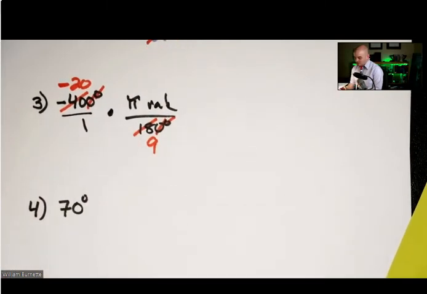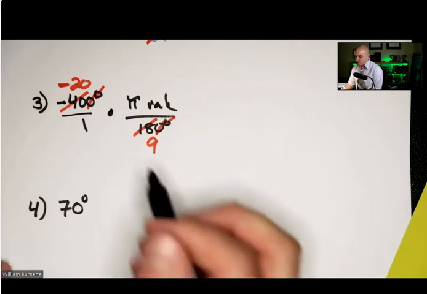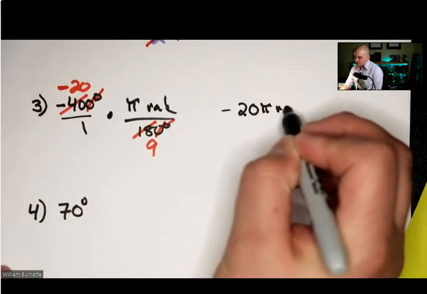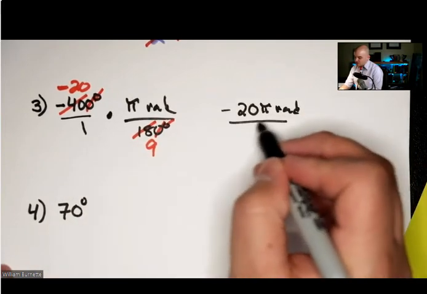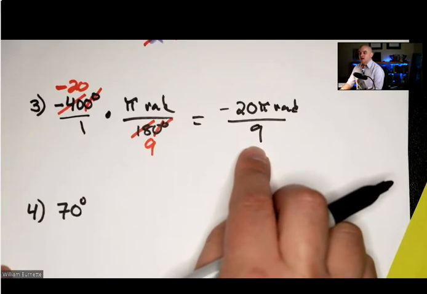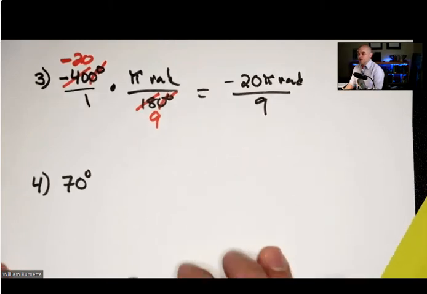And that's as far as I can take that one, canceling out before I multiply. So I get negative 20 times pi gives me negative 20 pi radians. 1 times 9 gives me 9. And so you get negative 20 pi over 9. That is your angle in radian measure.